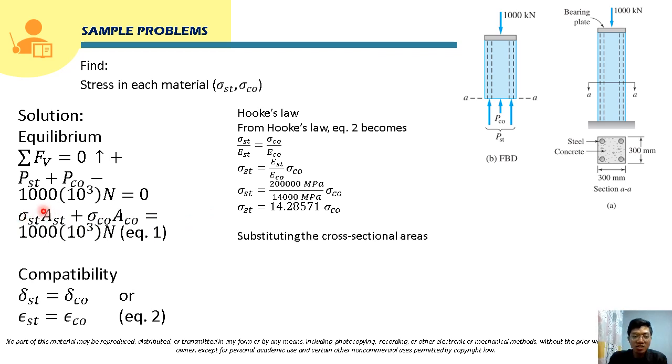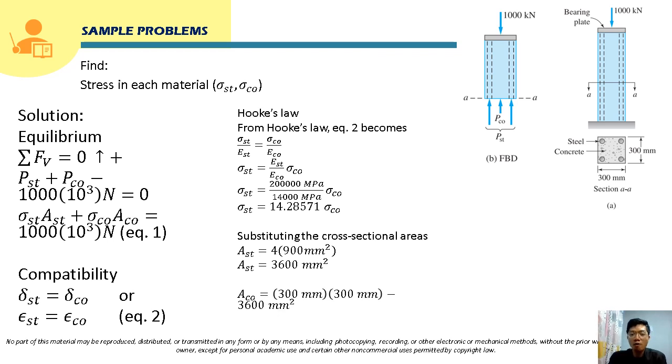Here, class, there is an area for steel and an area for concrete, so we can solve for the cross-sectional areas of steel and concrete. For the cross-sectional area of steel, class, take note that we have here 4 steel bars. Each steel bar has a cross-sectional area of 900 millimeters squared, as given in the problem, so that will be multiplied by 4. This will be 3,600 millimeters squared.